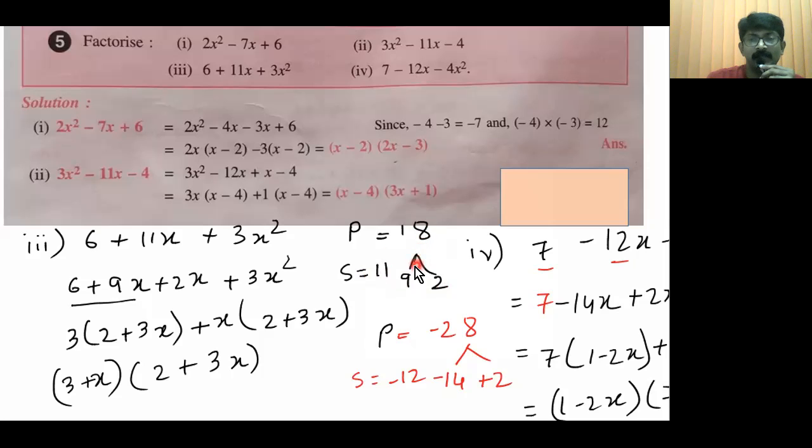Now we have to figure out what are the two factors of 18 whose sum is going to be 11. Like 18 can be written as 1 into 18, but that cannot give the sum 11. So the second factor would be 2 into 9. Yep, 2 into 9 gives a positive 18, and 2 plus 9 gives the sum as 11.